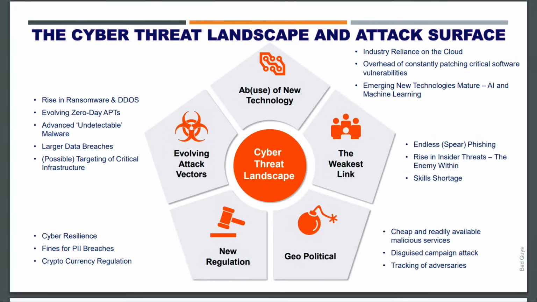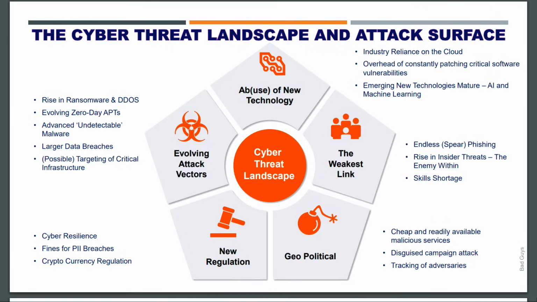So now moving back to the presentation, we have the threat landscape and attack surface. You can see clearly that one is called abuse of technology, second is weakest link, third is geopolitical concept, and fourth is new and evolving regulations. In any bucket, for example abuse of new technology, we have industry reliance on the cloud, cloud technology. Patching critical software vulnerabilities, the weaknesses, where we have to understand how to patch those technologies. Integration of emerging new technology like AI, ML based generative things.